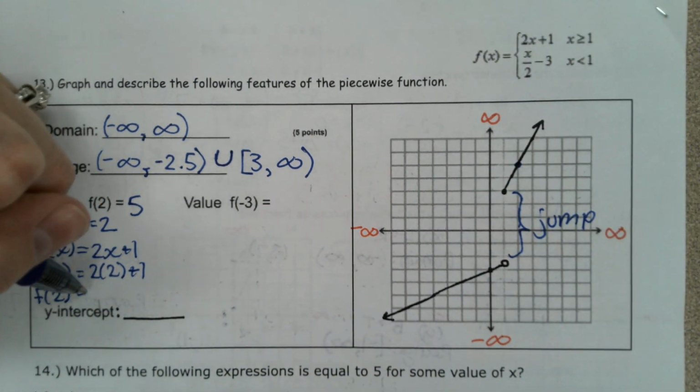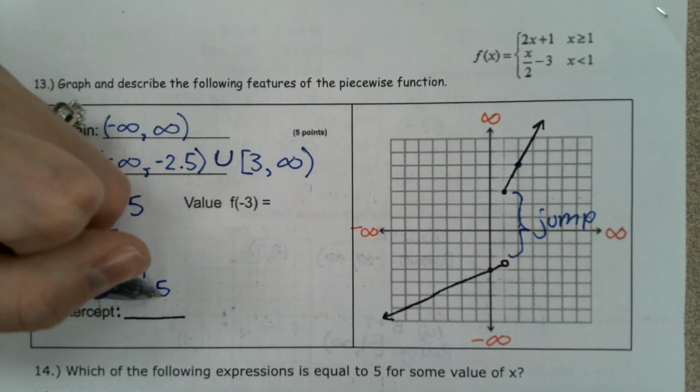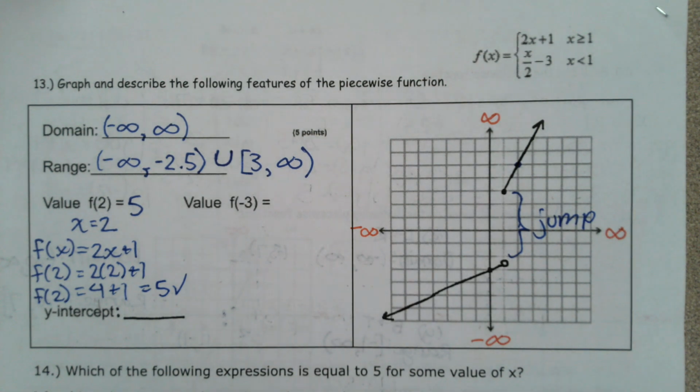Two times 2 is 4, plus 1, that does equal 5, which is what I got up here. So, just to check my work, we are good.